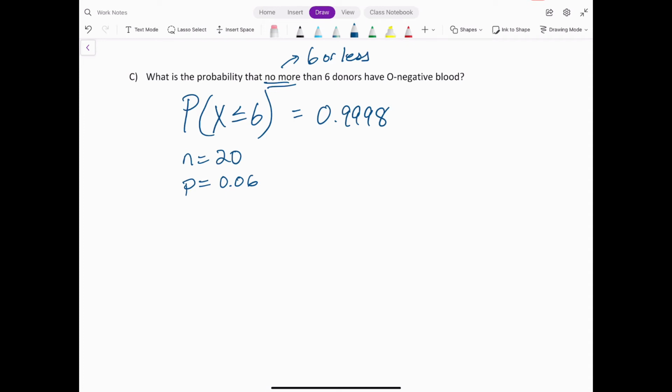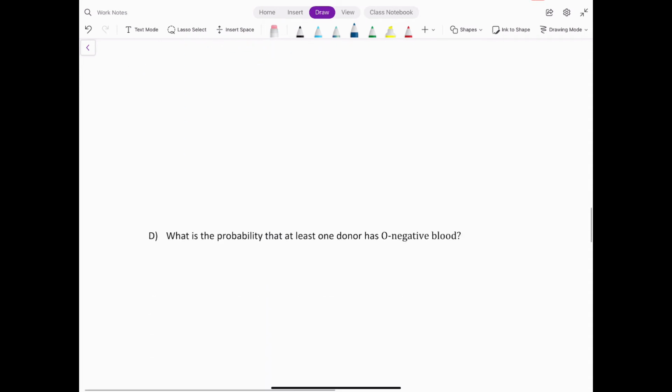Anyways, that's what we had. So there's a very, very high chance that we have no more than 6 donors with O negative blood. Once again, does that make sense? Remember, we expect to have just one person with O negative blood. So for us to have no more than 6, it's a very high possibility.